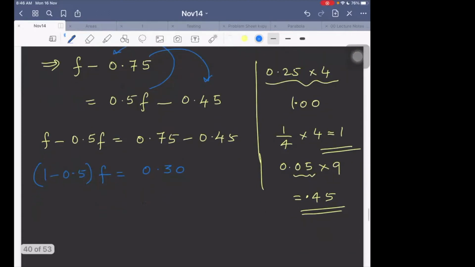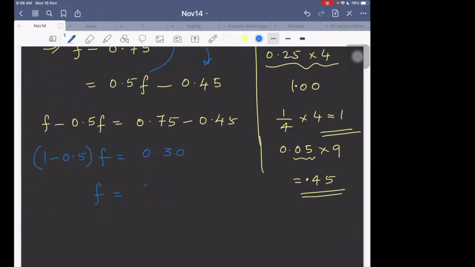Now your f is going to be 0.3 divided by 1 minus 0.5, which is 0.5. So this is going to be 3 by 5. Hope this is fine. Tell me. This is fine.